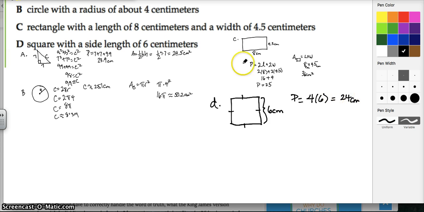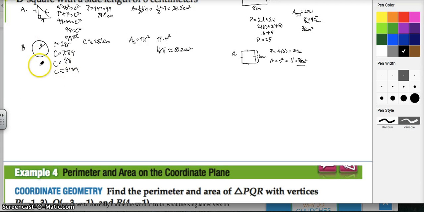Clearly this is not using as much of the cording as some of the other shapes. And then we'll do the area. The area of a square is equal to the side squared, or in this case 6 squared, which gives me 36 centimeters squared. And so the case has been made, and we've tried every one, and we know that the correct answer would be the circle over here in part B.